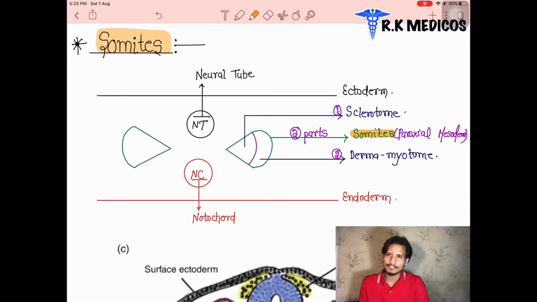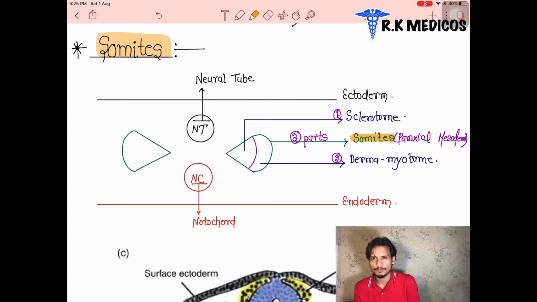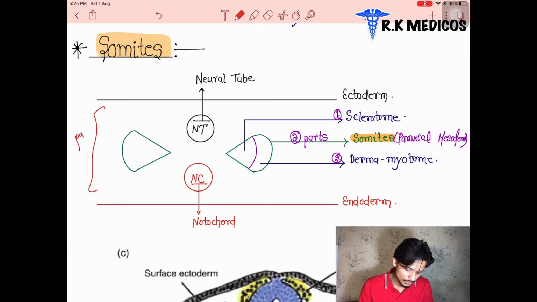The somite structures are developing. What structures are developing from the somites? First, somite is the paraxial mesoderm. It is true. It means they are located somewhere here. That is mesoderm. That is intraembryonic mesoderm. I already told you, intraembryonic mesoderm.